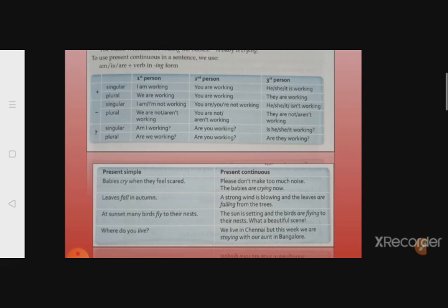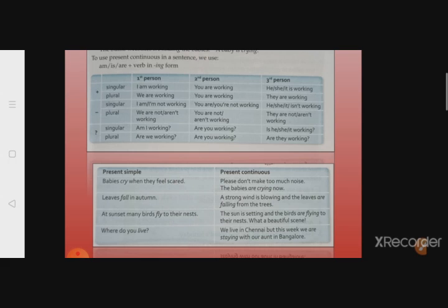And for present continuous tense, you can see the sentence, the sun is setting and the birds are flying to their nest. What a beautiful scene. So here they are talking about the action which is going on right now, that is abhi sun set ho raha hai aur birds उड़ रहे हैं. So both the actions are going on. That's why we have used the verb is setting, that is is plus verb ing, that is set plus ting. And for flying, the birds is plural, and so along with the birds we are going to use are plus verb ing, that is fly plus ing.